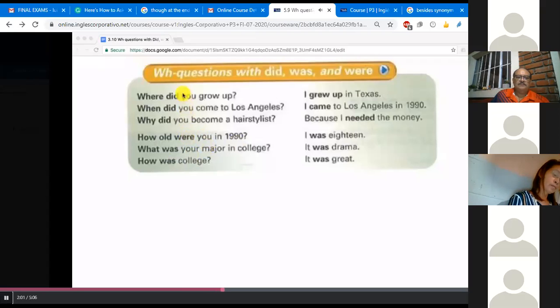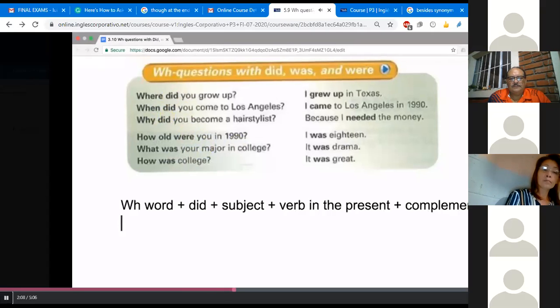And you will use did for all the rest of the verbs in English. Now, let's analyze the questions and answers. We've already covered both of these topics. What we're doing now is presenting them together, hoping that it's not confusing or difficult. So, let's start with questions with did.